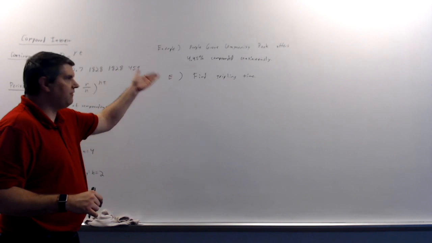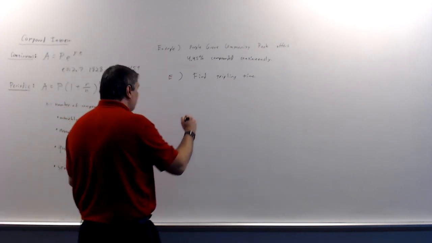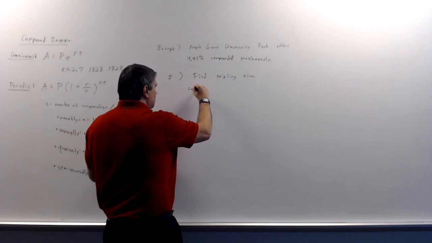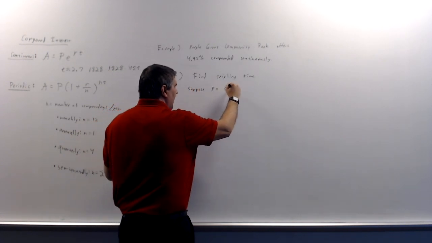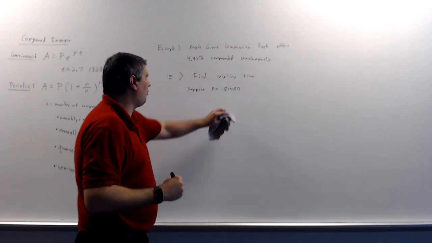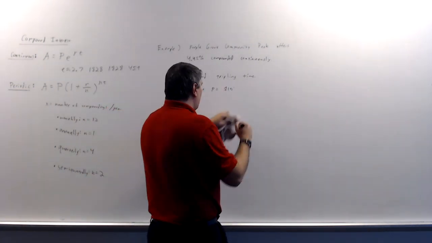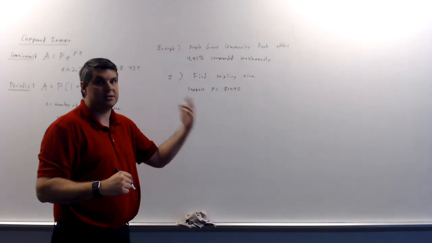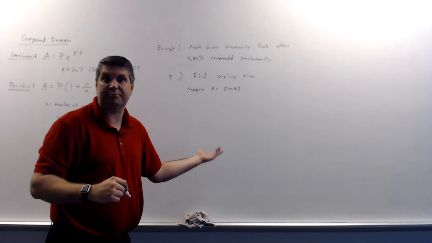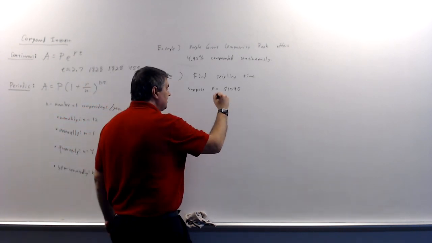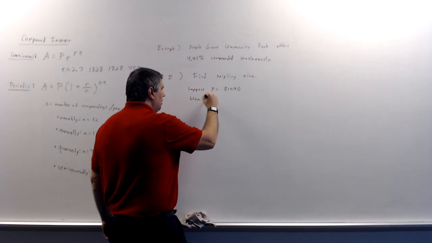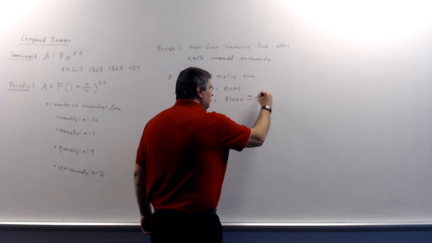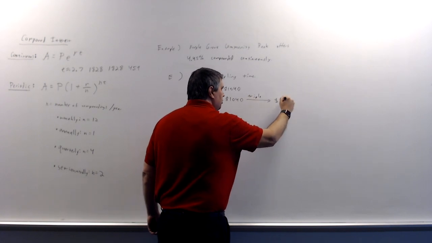Analogously, part E, find the tripling time. Okay? So let's suppose P is 1,040, which is what we've been using for our deposit. For the purposes of finding tripling times, doubling times, you can make up any number and double it. That's pretty much all you have to do. So suppose P is 1,040. How long for 1,040 to triple to 3120?